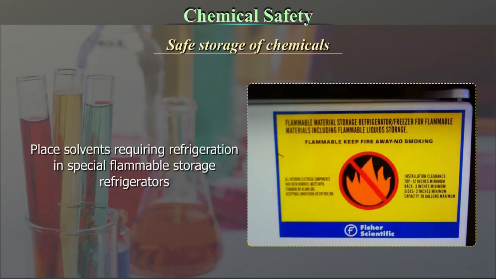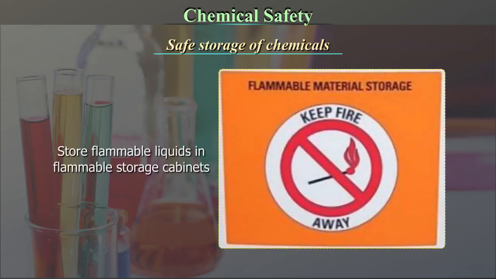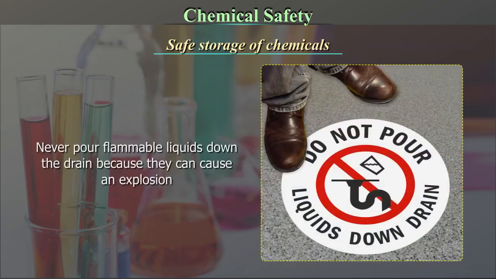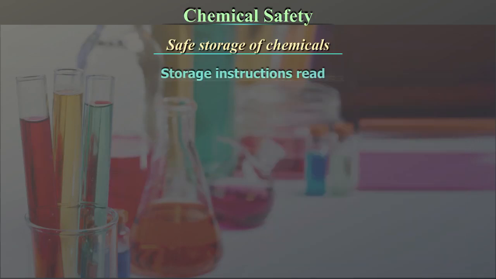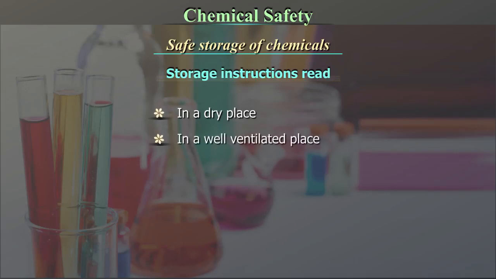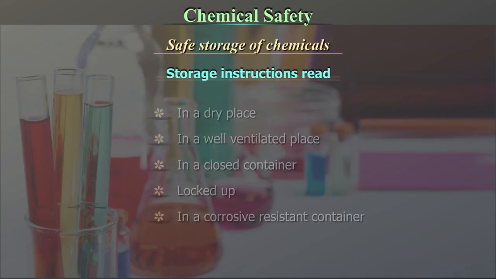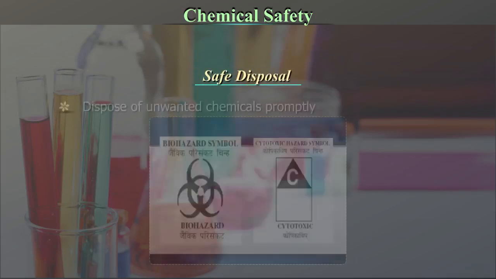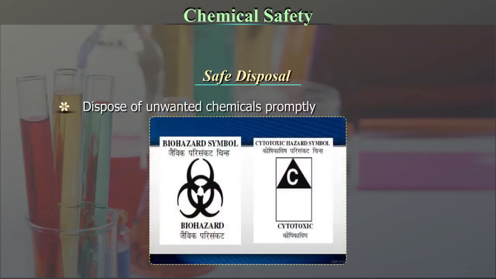Place the solvents requiring refrigeration in special flammable storage refrigerators. Store flammable liquids in flammable storage cabinets. Never pour flammable liquids down the drain because they can cause an explosion. Storage instructions read: in a dry place, in a well ventilated place, in a closed container, locked up, in a corrosive resistant container, protected from sunlight, do not expose to temperatures exceeding, look at the labels, and away from other material.